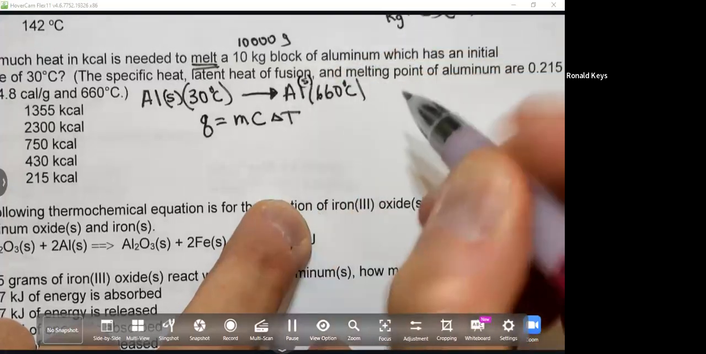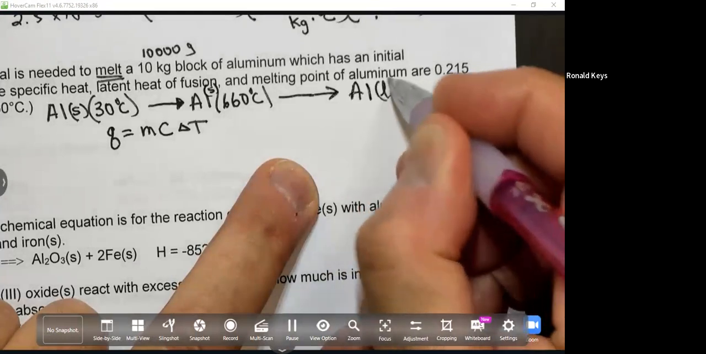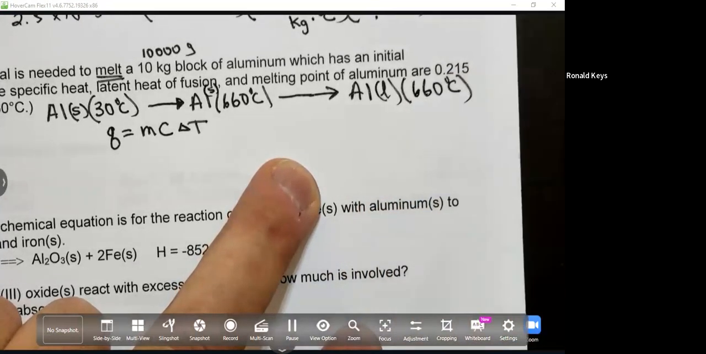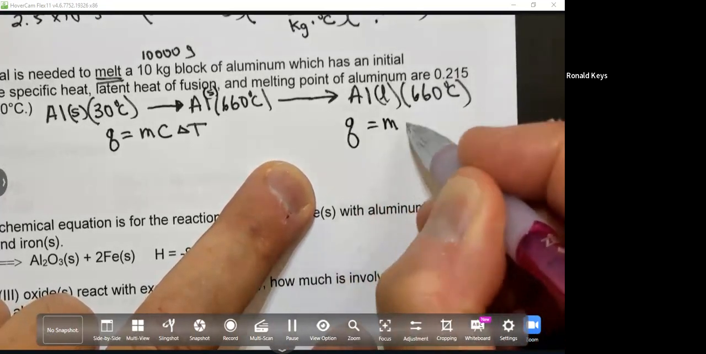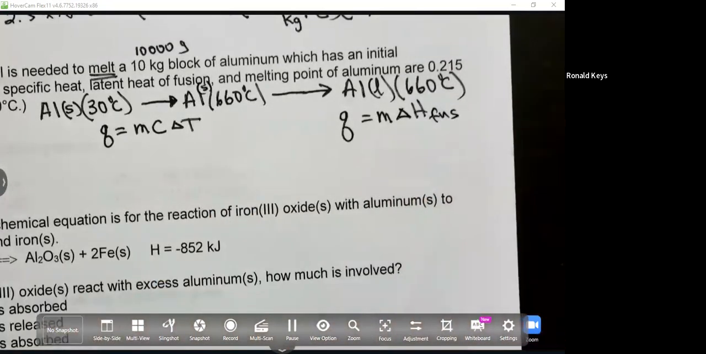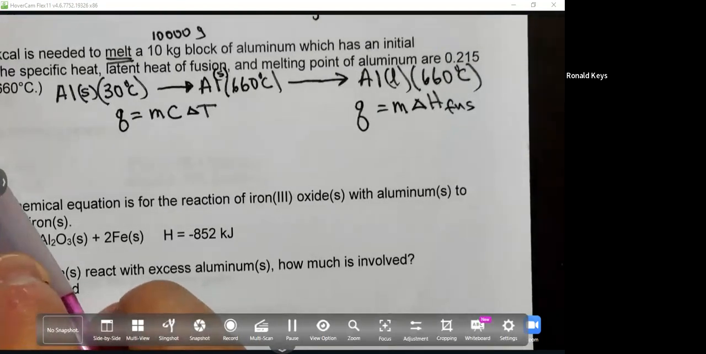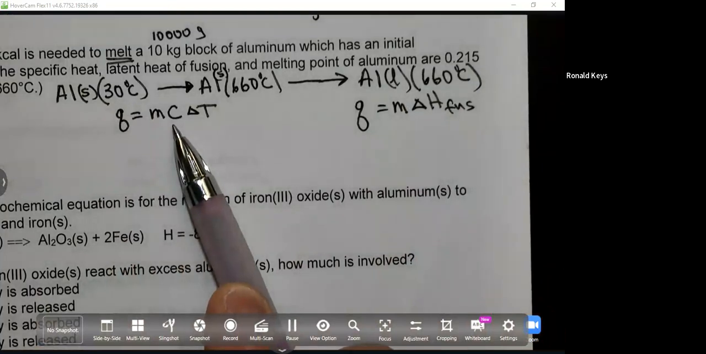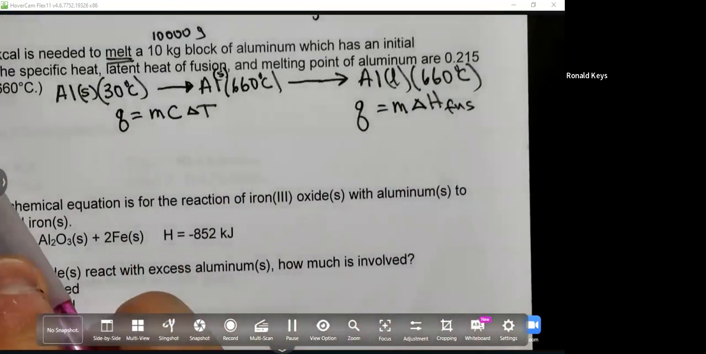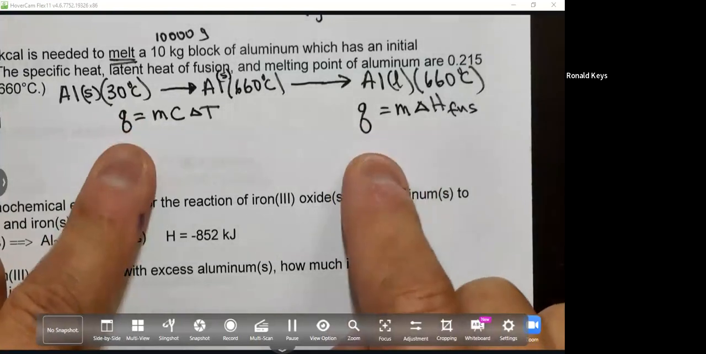Oops, I forgot to put solid. Solid. Now we need to take that solid and turn it into aluminum liquid at 660 degrees. All we got to do is melt it. So this is going to be Q is equal to M times the enthalpy of fusion. And it looks like everything's given in calories, so you're just going to have to change to kilocalories when you're done. Looks like we're given everything. The specific heat of aluminum is 0.215. And yeah, enthalpy of fusion is given there. So I think you can finish that. Right, and then you're just going to add these two up to get the total heat.